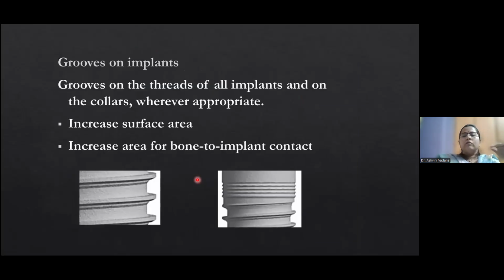There are grooves on the threads of all the implants and on the collars wherever it is appropriate, and these grooves increase the surface area. So the motto is to increase the surface area of that implant surface, so that there will be more bone to implant contact. So there will be successful osseointegration.